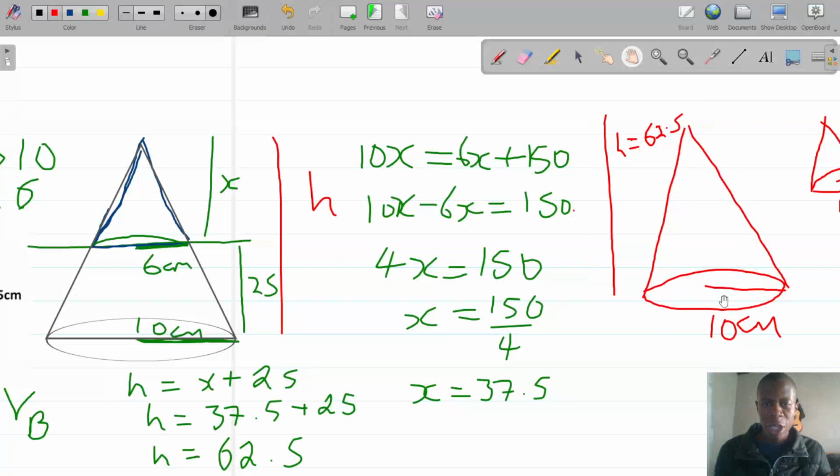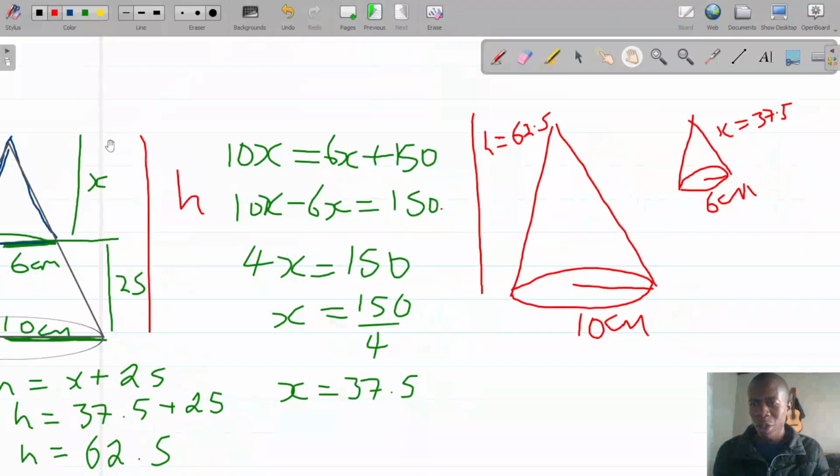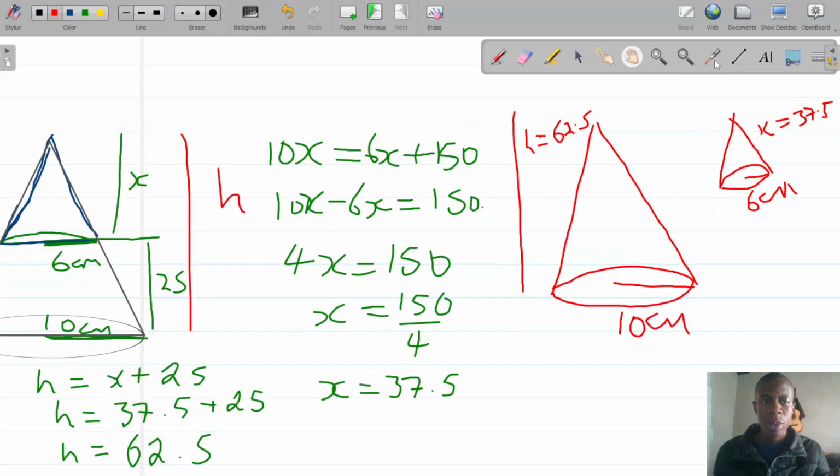All right, so this is the first shape, which is the entire object. Then for the top part of the object, our height, which is x, you see from the bottom to that, which is x, is 37.5, and it is spanned by a radius 6 centimeters. So we have everything that we need. We just need to find the volume of this shape. From it, we subtract the volume of the top part, then we are done.